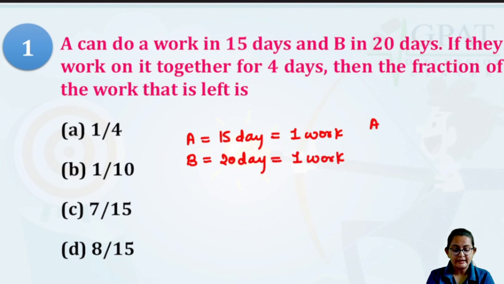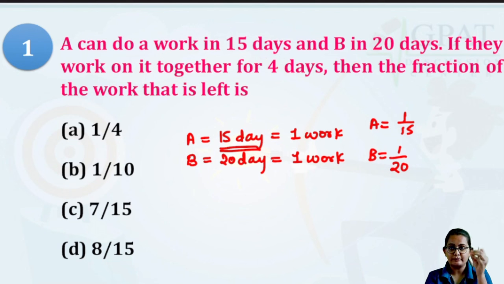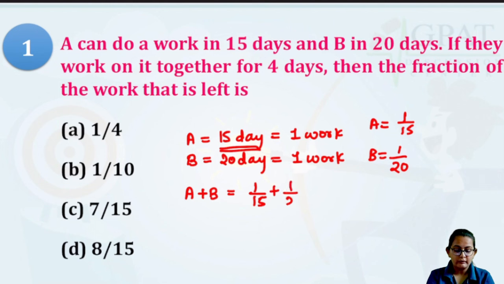That's why we can say individually 1 by 15 per day. So A's work in 1 day is 1 by 15, and B's work in 1 day is 1 by 20. These are the ratios. Like per day work, if it takes 15 days to complete one work, then in 1 day, how much work is completed by A? It is 1 by 15, and similarly for B. Now if A and B work together, then it would be 1 by 15 plus 1 by 20.